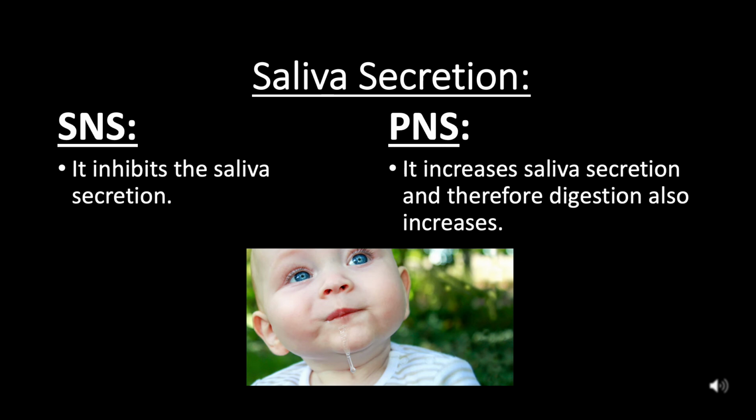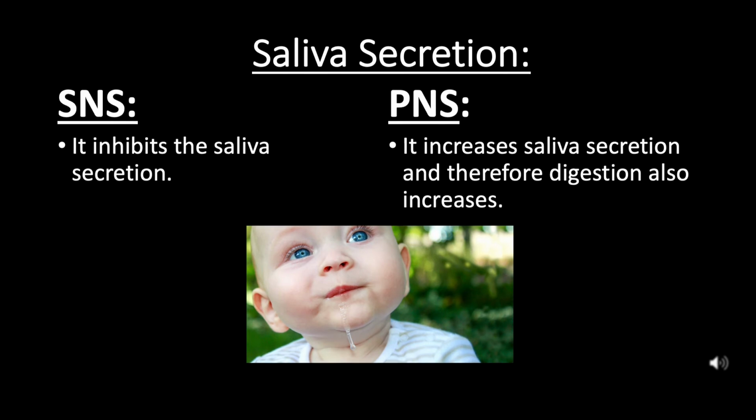Saliva secretion difference between the sympathetic and parasympathetic nervous system. Sympathetic nervous system: it inhibits saliva secretion. And parasympathetic nervous system: it increases saliva secretion and therefore digestion also increases.